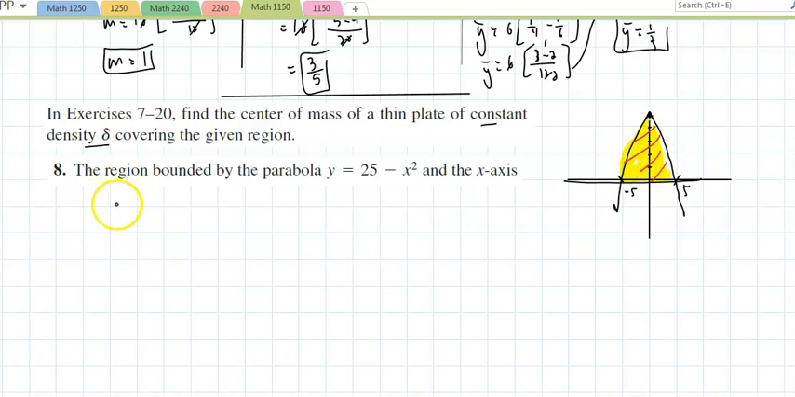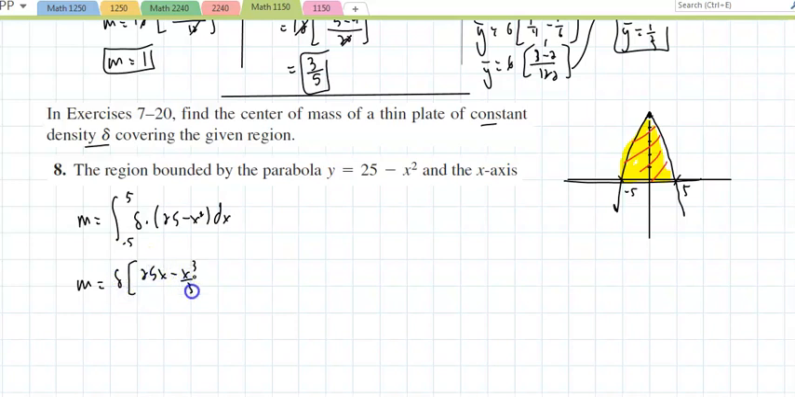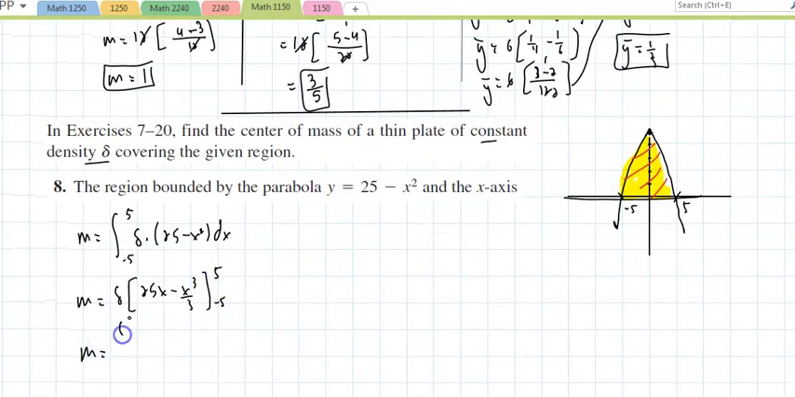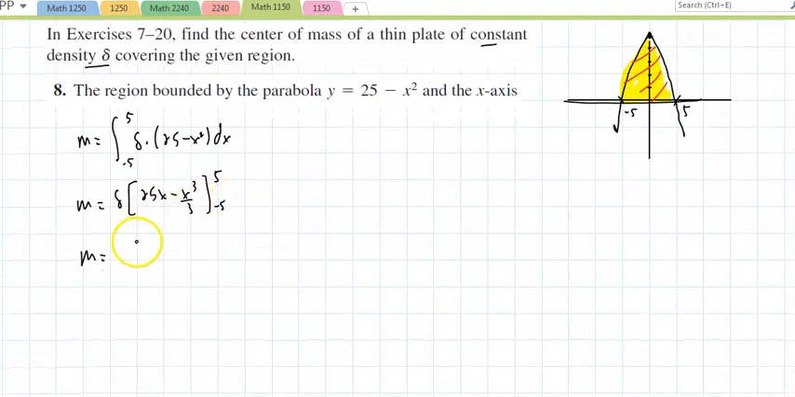Well, since the density is constant, first I start with m. M is the integral from negative 5 to 5 of delta times 25 minus x squared dx. M would be delta times 25x minus x cubed over 3 evaluated from negative 5 to 5. I could have used symmetry on this and just gone double from 0 to 5 since the density is constant.